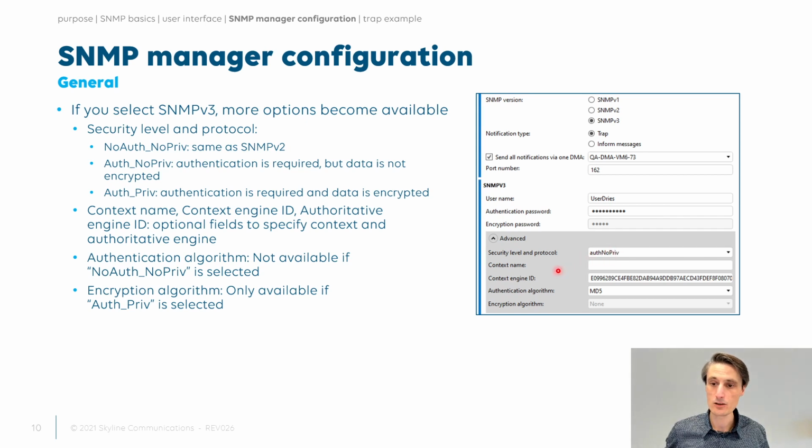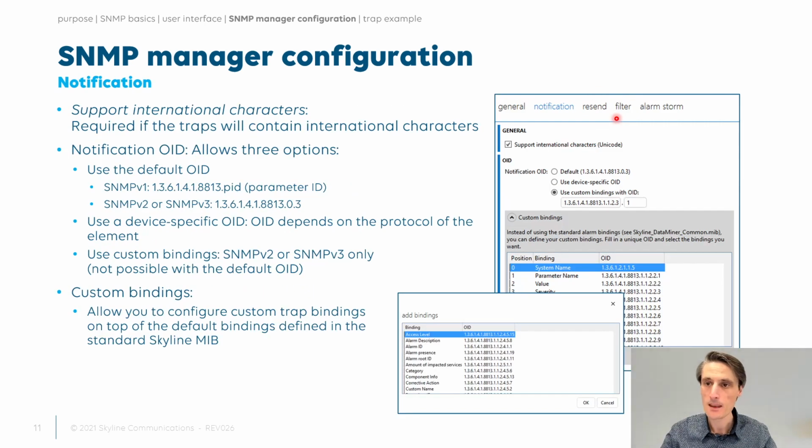So whether authentication is required and whether encryption is required, if you do both or one or the other. And then if you choose authentication and encryption, the authentication algorithm and the encryption algorithm will be enabled or disabled, and then you can choose the algorithm there as well. You also have the context name and the context engine ID that you can specify in here. That's SNMP v3 related, so that only pops up when you go for SNMP v3.